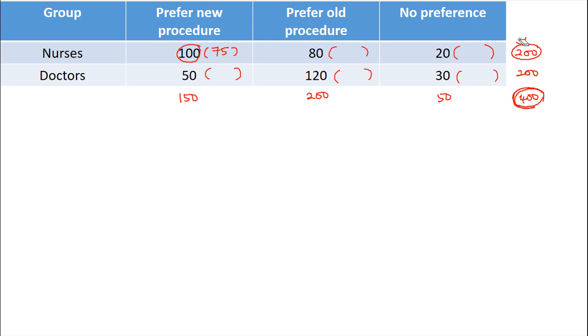Now we move to the second cell. The row sum is 200 multiplied by the column sum of 200. Then you divide by 400. So the expected value is 100.